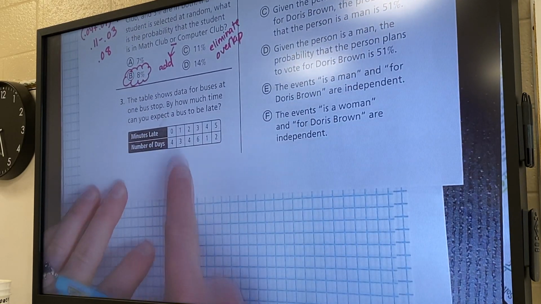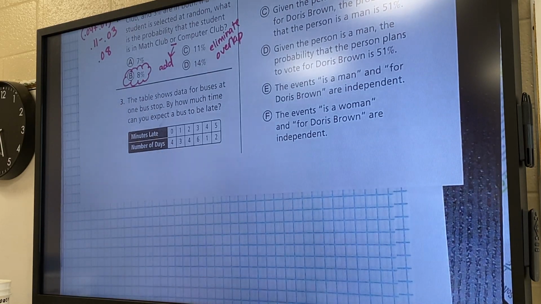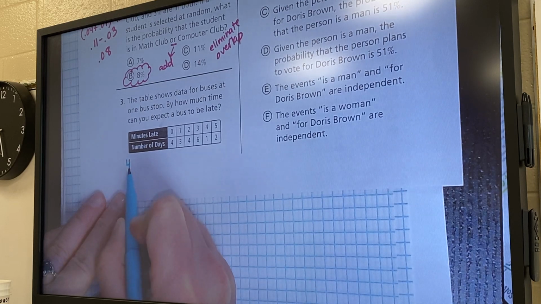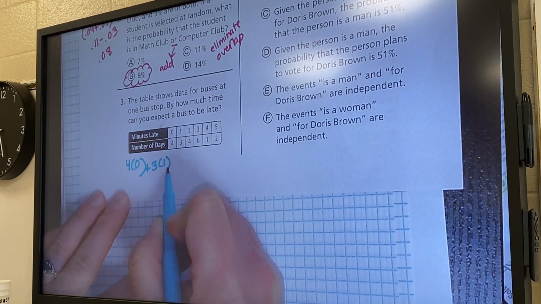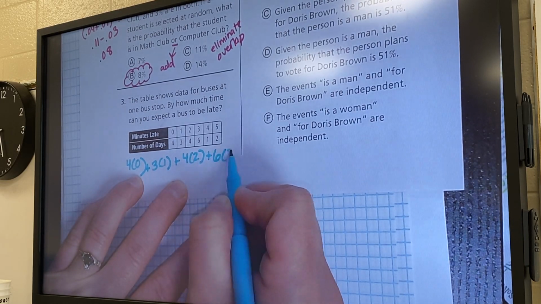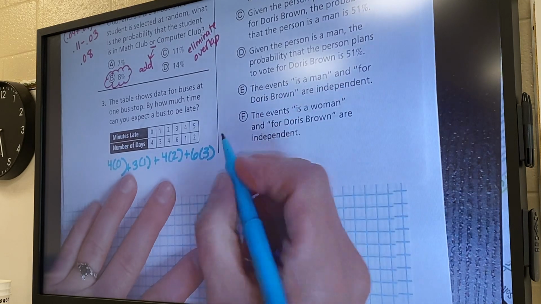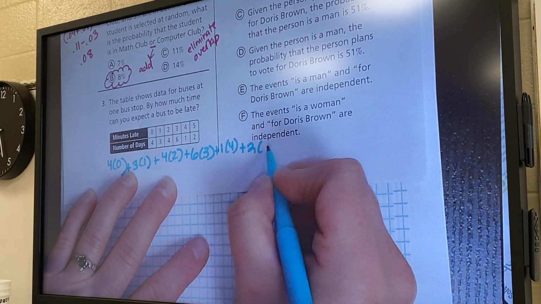Y'all, there's 4 zeros. So it would be like 0 plus 0 plus 0 plus 0 plus 1 plus 1 plus 1. But instead of writing 1 3 times, we could just say there's 4 zeros, there's 3 1s, there's 4 2s, there's 6 3s. I'm running out of room. There's 1 4 and there's 2 5s.